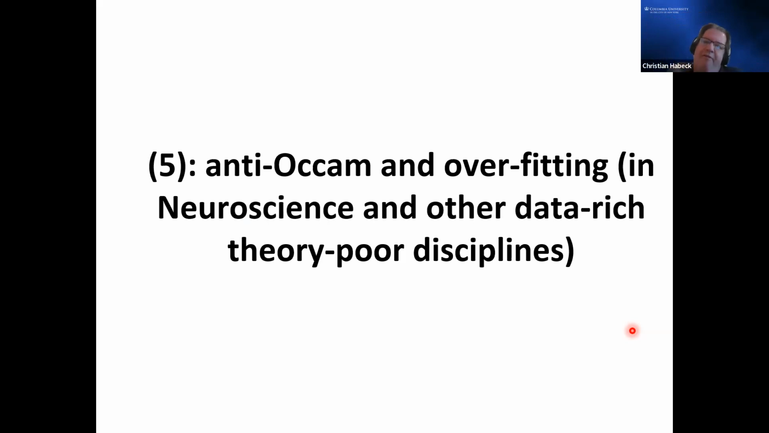So: anti-Occam's razor and overfitting, or double dipping, in neuroscience and obviously other data-rich and theory-poor disciplines, let me call them, when you have lots of data available but not a very good knowledge base of a priori models. Arguably this applies to all of them. In particular in the life sciences, since 2009 we have been more aware of these errors, and the NIH, and I'm sure in Europe similarly, has spent a lot of time addressing this, also in grant reviews.